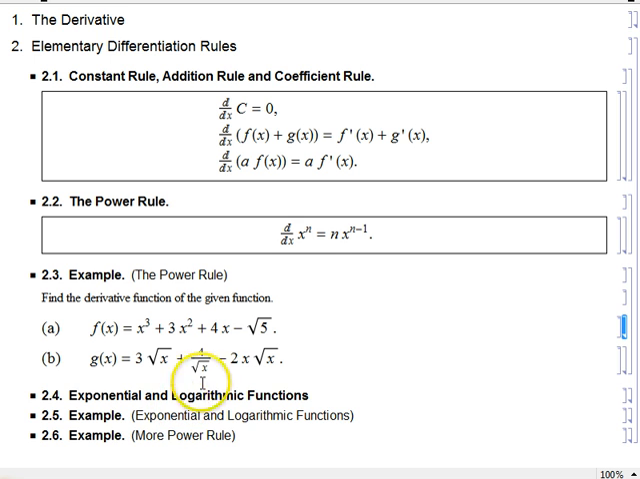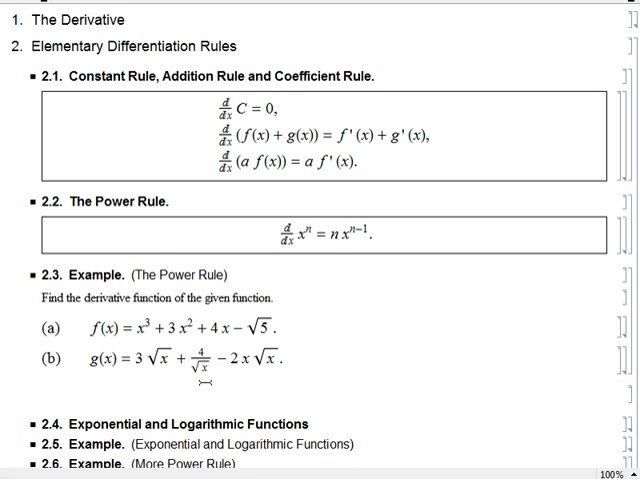Let's go over to the next problem. This is going to be slightly more challenging because we have a bunch of radicals here. Can we still use this power rule? Oh yes, you can, because those radicals are power functions. So what is the first term? 3 square root of x. It can be written as 3x to a certain power. What is it?